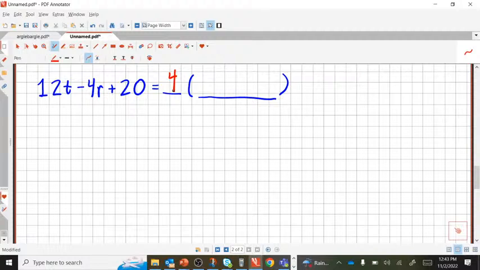Almost everybody I saw put a 4 out here. And then they said, 4 times what's going to give me 12? 3. So that's going to be 3t. Beautiful. And then we're going to do a minus 1r plus 5. That's perfect. Now, there's 2 things I want to say about this. The first one is that Luke got this, and then he changed it. He got this, and then he just erased the 1. Which one do you think is more simplified? Number 1 or number 2?